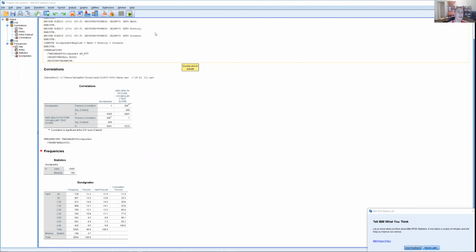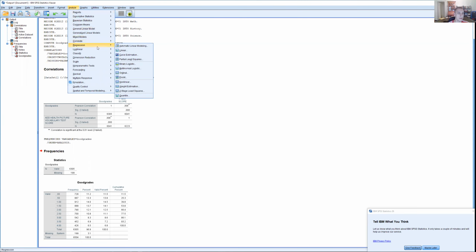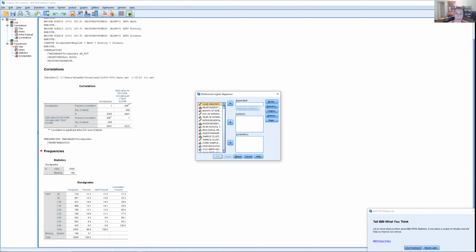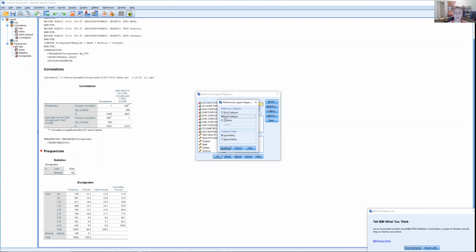Okay, so the way that we want to do that is we go up to Analyze, then Regression, and then Multinomial Logistic. We have to find our dependent variable, and it's going to be our good grades variable. Here we have to select a reference category. This is the category that every one of the predictors is going to be compared to. We'll leave it as the last category, so it'll be compared to a 4.